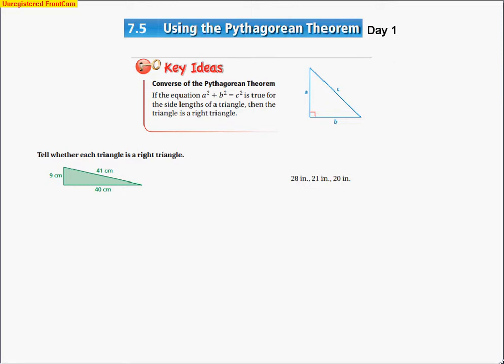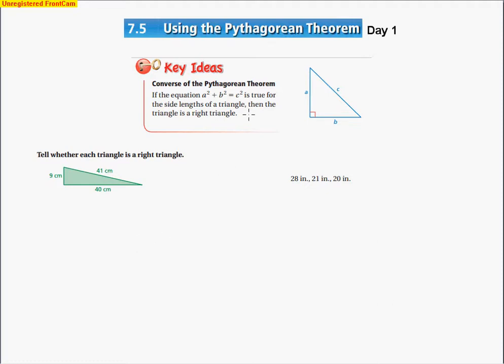This is a lesson for Chapter 7, Section 5, titled Using the Pythagorean Theorem, day number 1. And so we've got two different types of problems that we're going to experience in this lesson, and the first one is this. We're supposed to tell whether each triangle is right.